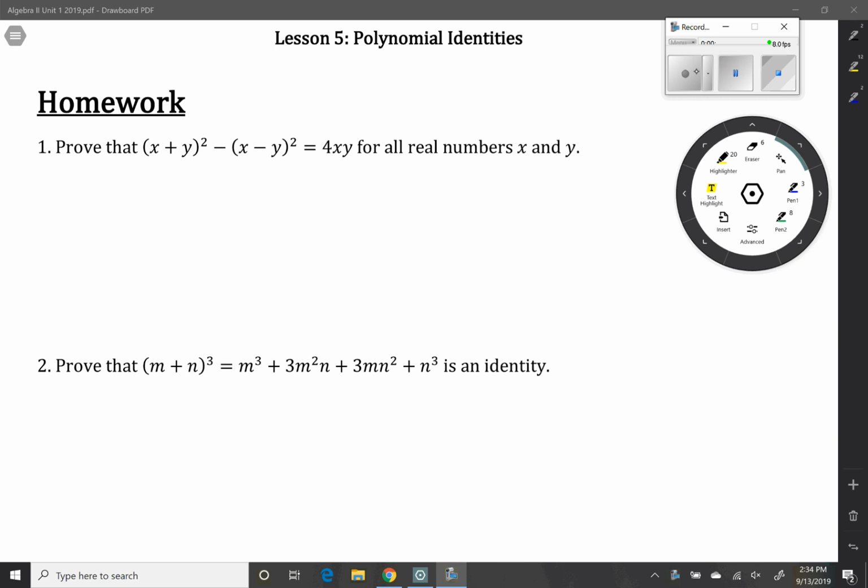I know this was kind of a tough topic, but if you just stick with the algebra, it's not really that bad. So taking a look at the first question here, it gives us a binomial squared minus another binomial squared is equal to 4xy, and it wants us to prove that it is equal. So this is asking us to prove the identity.